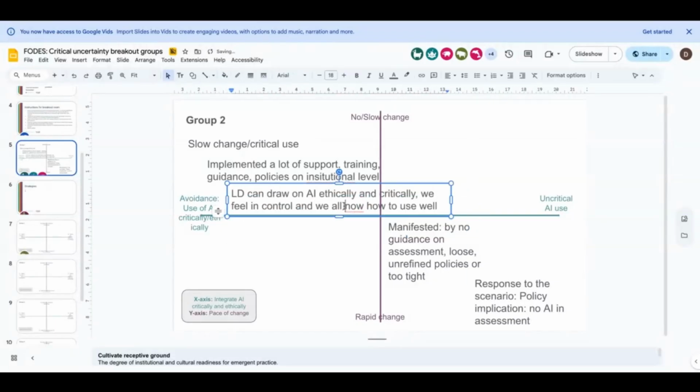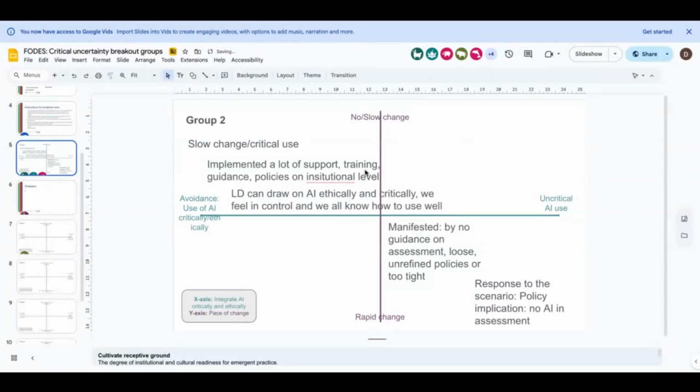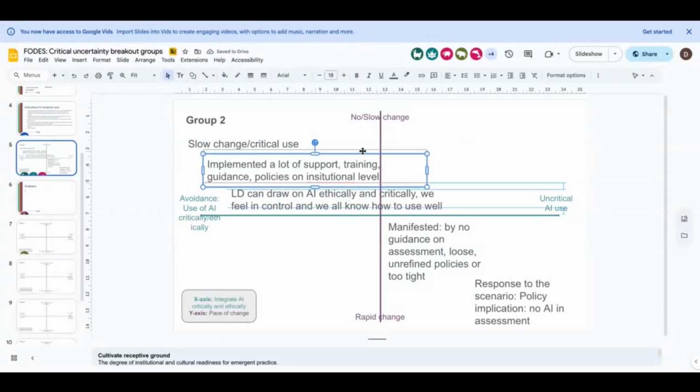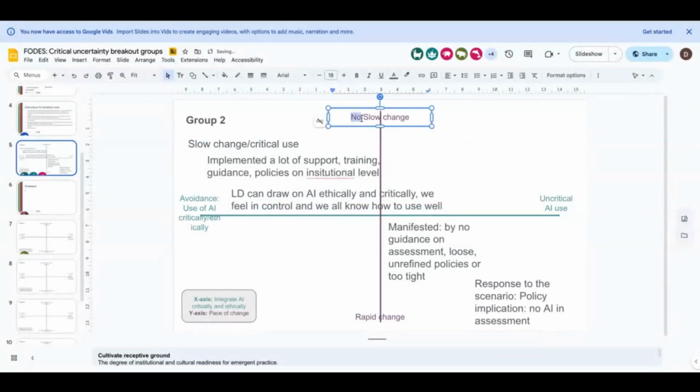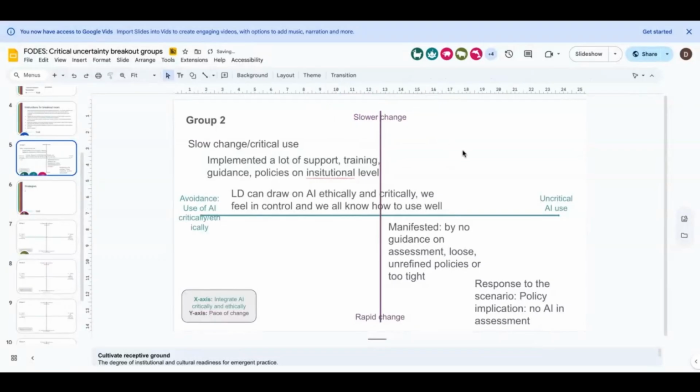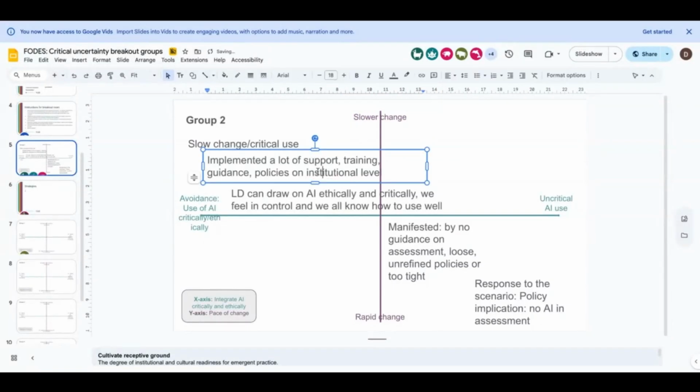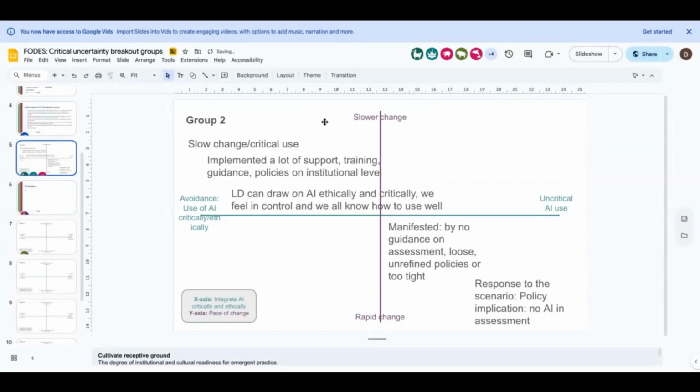So I'm going to ask you to change the label at the top of that grid. Okay. So it's not no change, it's just slower change. It's slower change, yeah. Okay. I mean, that's where we want to be. So if we said use of AI critically but rapidly, what would that look like as a scenario?